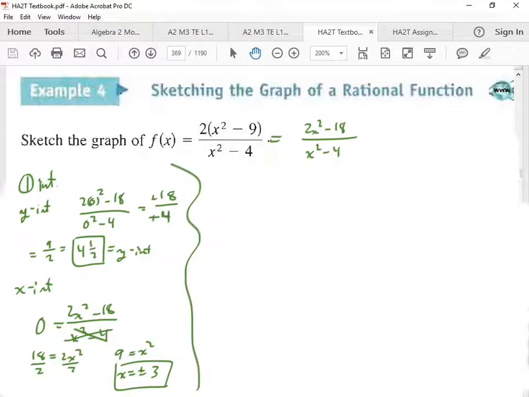Next thing we got to do is find our asymptotes. Step 2, find our asymptotes. Asymptote is not spelled with 2 S's, just so you know. It's 1 S.